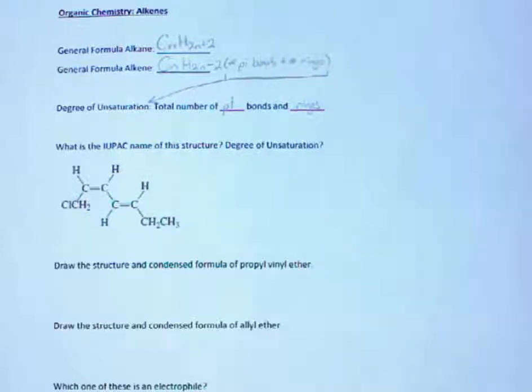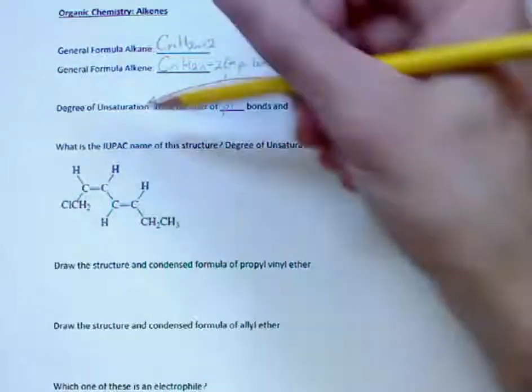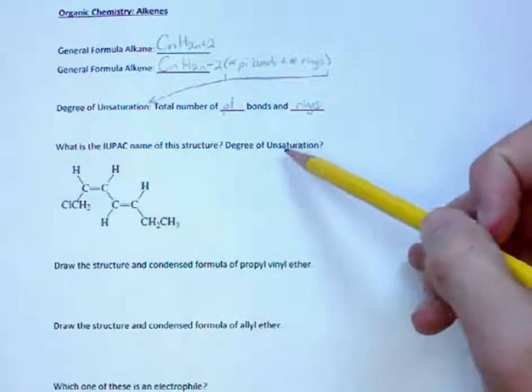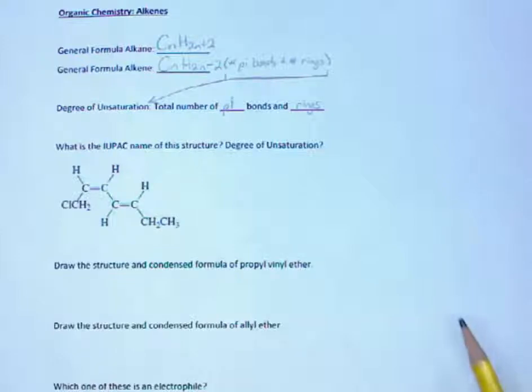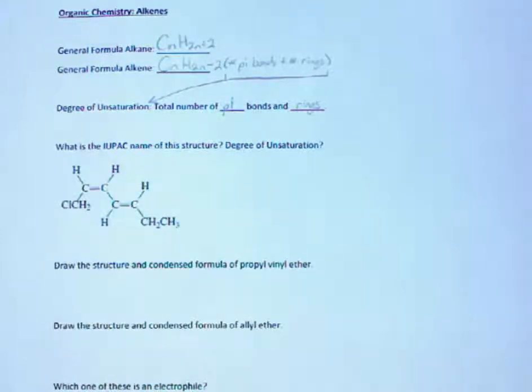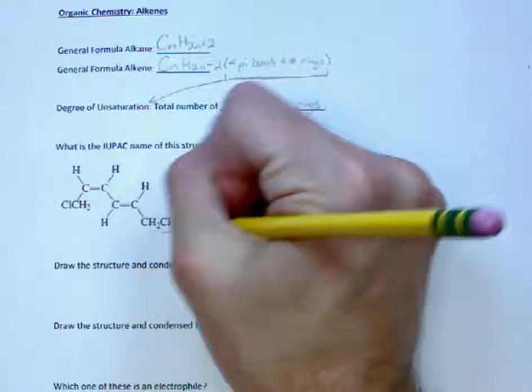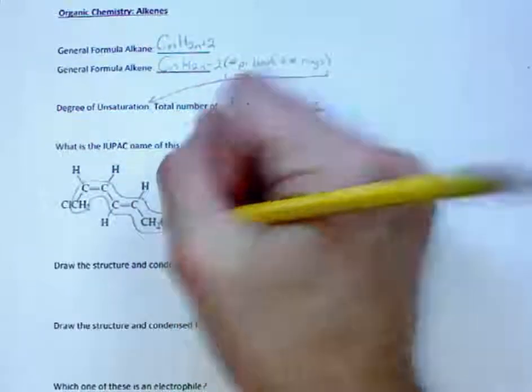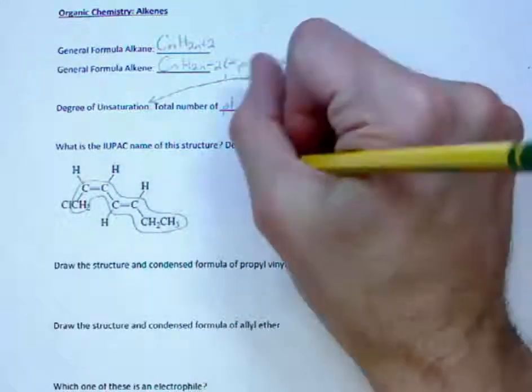in your structure. So the first question asks, what is the IUPAC name of this structure along with the degree of unsaturation? So for this structure, we have 2 double bonds and a chlorine substituent. So in order to get the name, we need to figure out the parent chain, which is the longest continuous carbon chain, which is going to be right here. So that is going to be 7 carbons long.